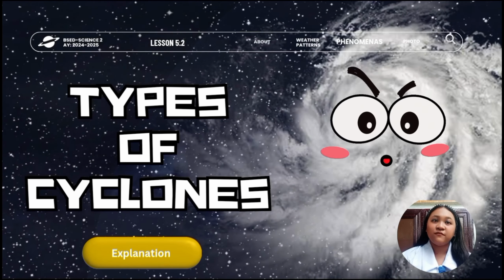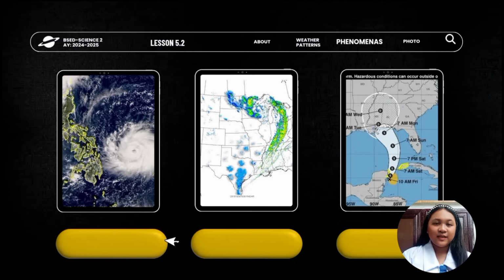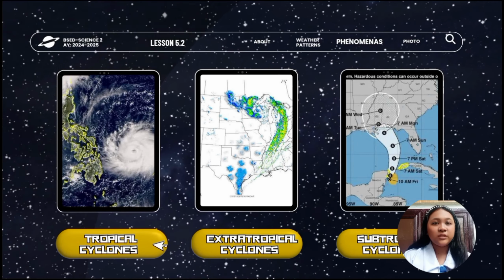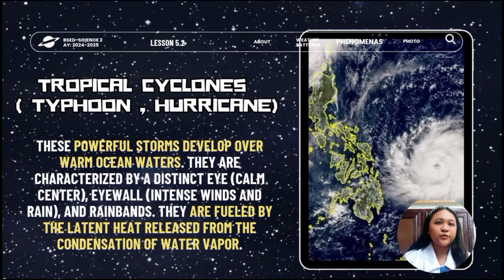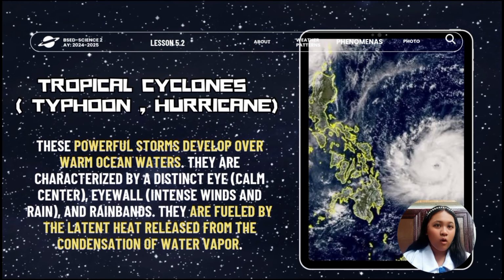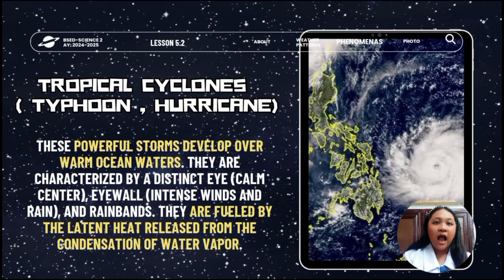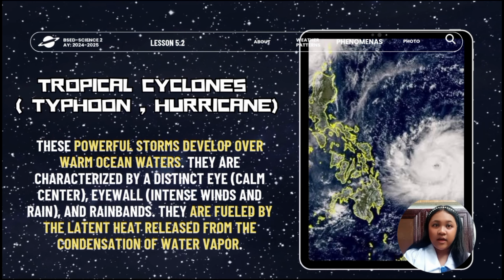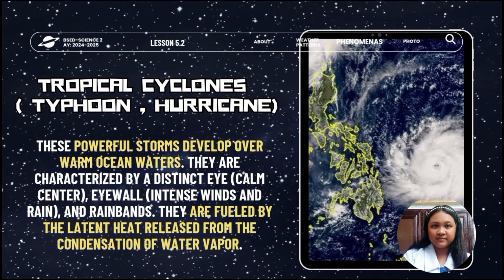There are several types of cyclones, each with its own characteristics. First, let's start with tropical cyclones. These include hurricanes and typhoons. They form over warm ocean waters and are known for their distinct eye wall and rain bands. They're fueled by heat released from water vapor condensation.